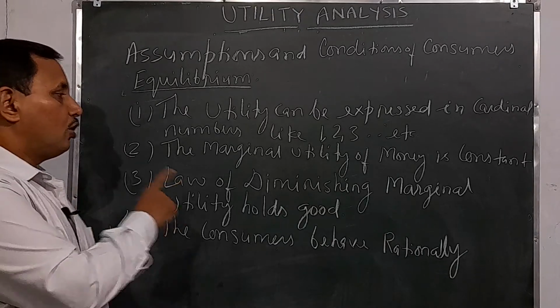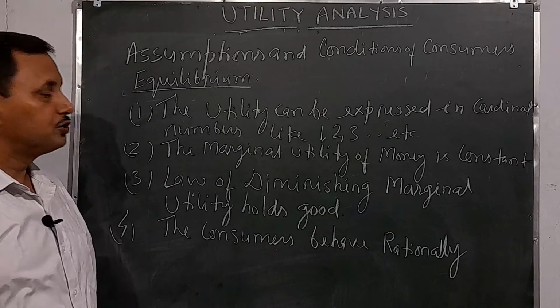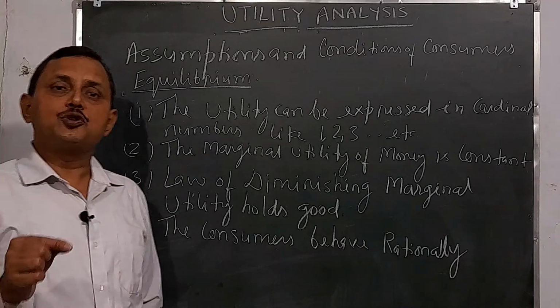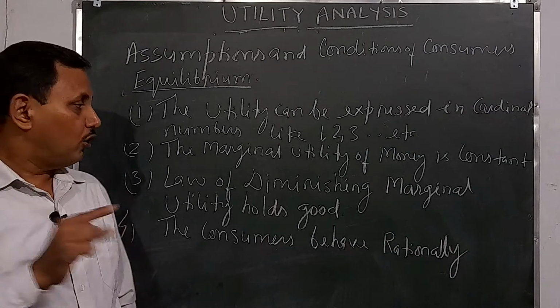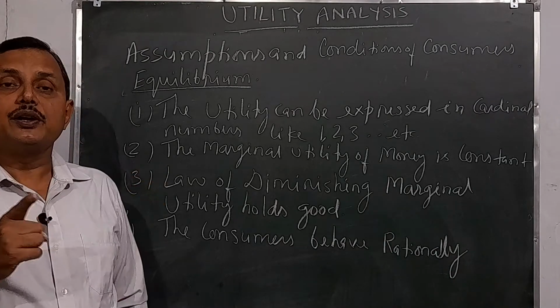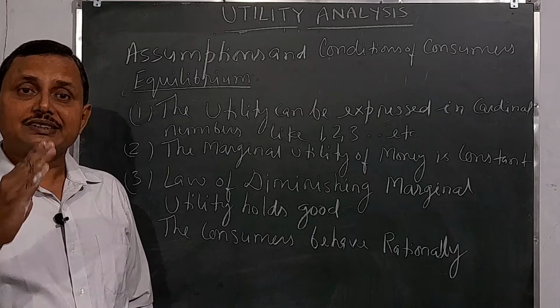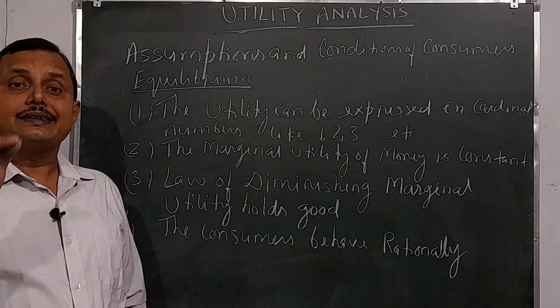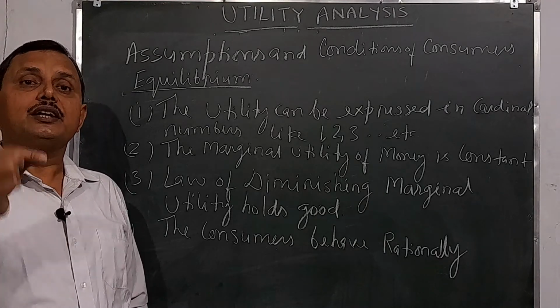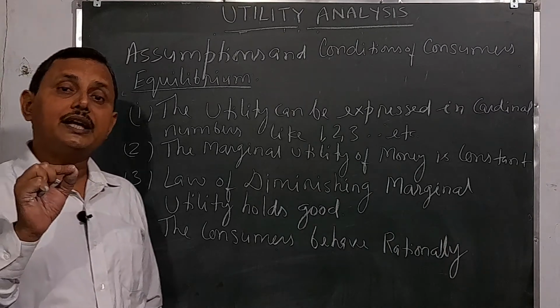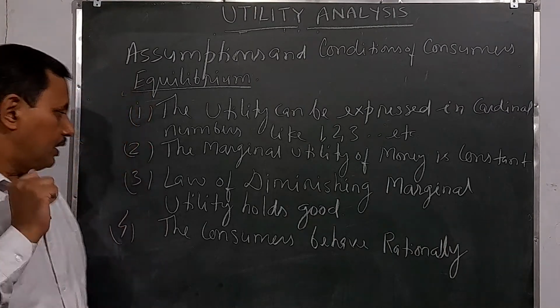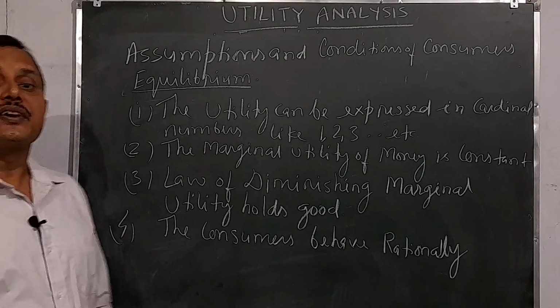Third assumption, law of diminishing marginal utility holds good. Now the consumer is consuming one or more than one commodities. So in case of a commodity, law of diminishing marginal utility holds good. If we consume successive units of a commodity, then satisfaction derived or utility derived from the consumption of successive units of the commodity decreases. Next one, the consumer behaves rationally.